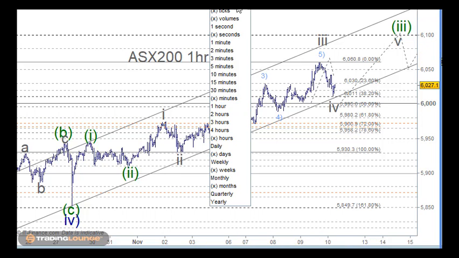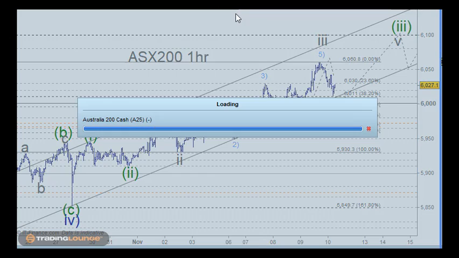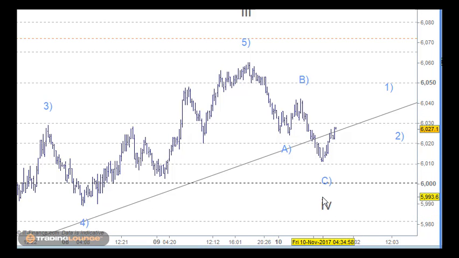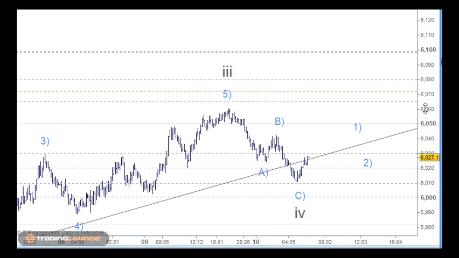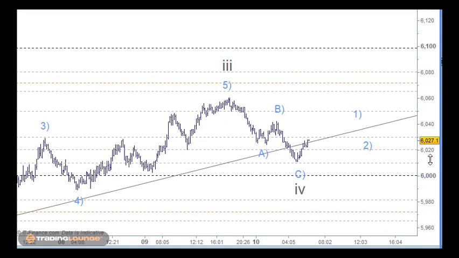So moving into the tick chart here and moving into 100 ticks and picking this wave 4 low up here, we do have a nice 1, 2, 3, 4, 5 for wave A here, then a B wave here, and then a C wave here for wave 4. And we know that that's pulling back to the 38.2% retracement level.